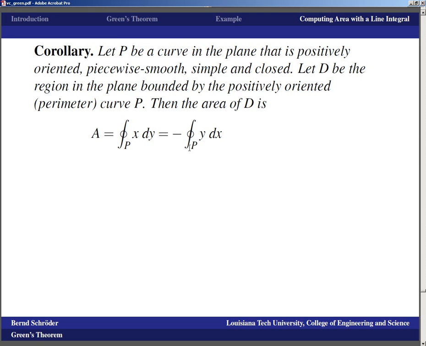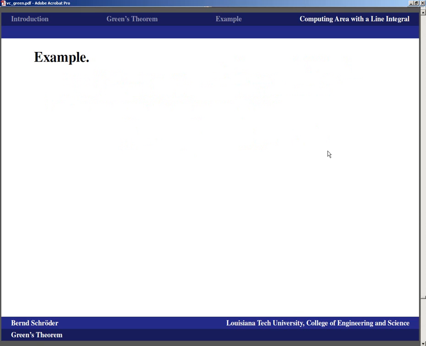Similarly, it is the negative integral over the perimeter of y dx. That's where you simply put the vector field in the y derivative. It's the same derivation as before. And of course, if something is equal to two quantities, then it's also equal to the average of these two quantities. So it's also sometimes written as 1/2 of the perimeter integral of x dy minus y dx. And that is something that then leads to a fairly simple computation of the area of an ellipse.